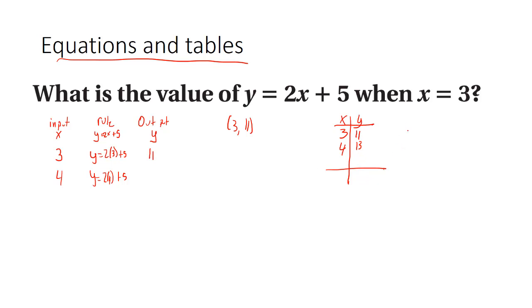And remember, it's sort of like a mapping diagram. I have 3 maps to 11. I have 4 maps to 13, which means it's also a bunch of ordered pairs, x comma y, 3 comma 11, 4 comma 13. So we can use ordered pairs to represent inputs and outputs. We can use a mapping diagram to represent inputs and outputs. We can use a table to represent inputs and outputs. And we have this equation that tells us what output we'll have for a given input. All of these can be used to represent functions.